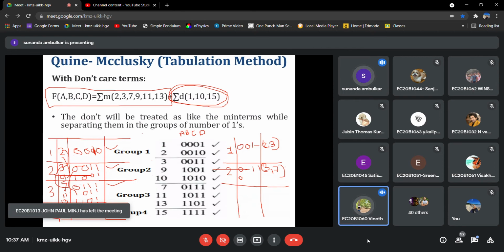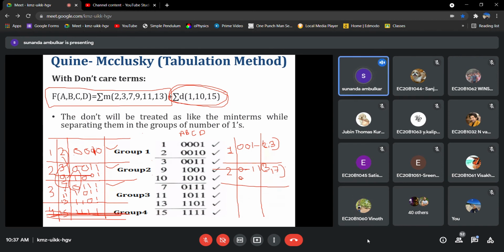3 with 11: dash 0 1 1. Yes. Dash 0 1 1. Next is 3 with 11. Next is what? 9 with 11. 9 with 11 will be part of group 2.